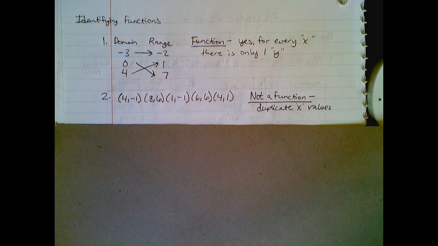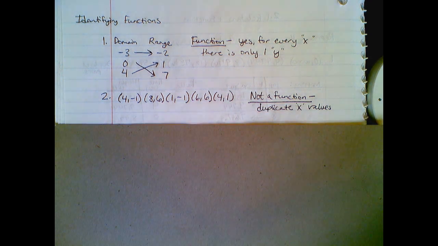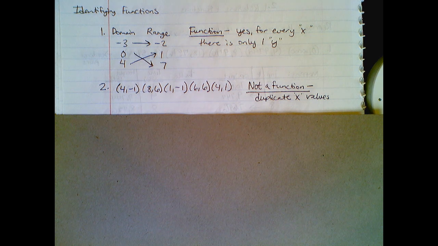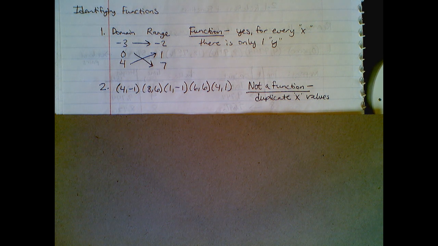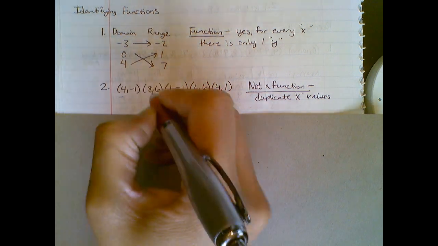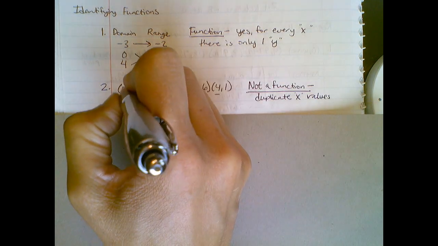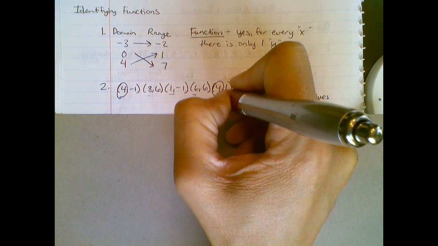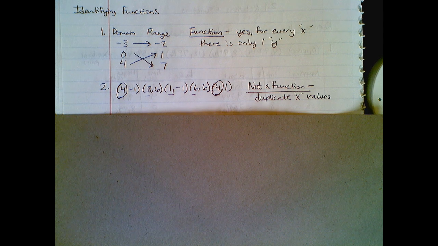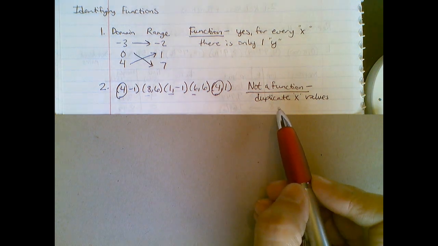Now this one is in ordered pairs. So if it's in ordered pairs, instead of putting it in mapping, another way to tell if it is a function or not is look to see if there's duplicate x values. So our x values are our first numbers, and I want to see, are there any duplicates? So notice here I have a 4 and here I have a 4. Since I have duplicate x values, then it is not going to be a function.